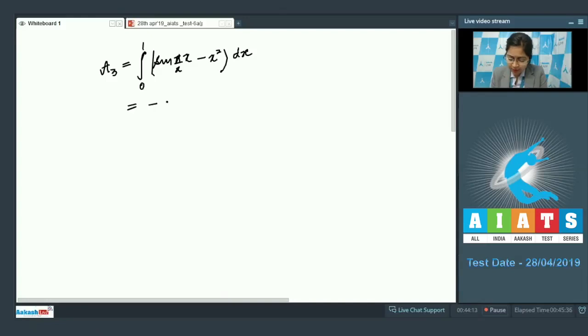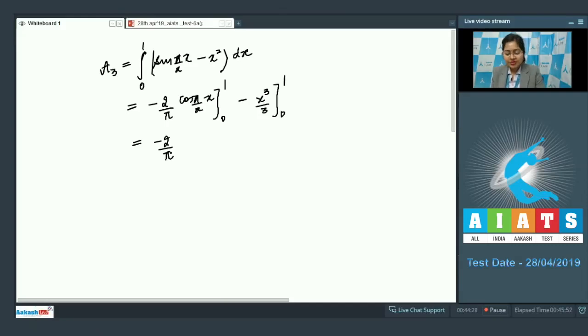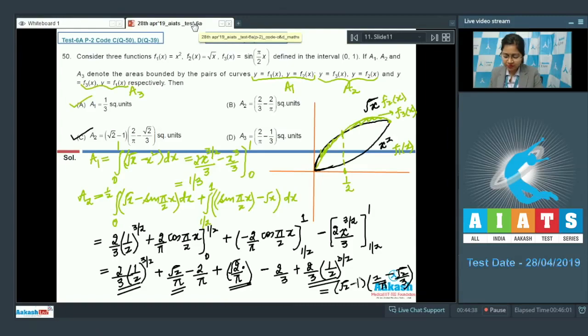So this will be equal to minus of 2 by pi cos pi by 2x from 0 to 1 minus x cube upon 3 from 0 to 1. So this is equal to minus 2 by pi into cos pi by 2, that is 0, minus 2 by pi into cos 0, that is 1, minus 1 upon 3. So this is 2 by pi minus 1 by 3. That is given in option number D. So this is also correct. So answer of this question is A, C, D.